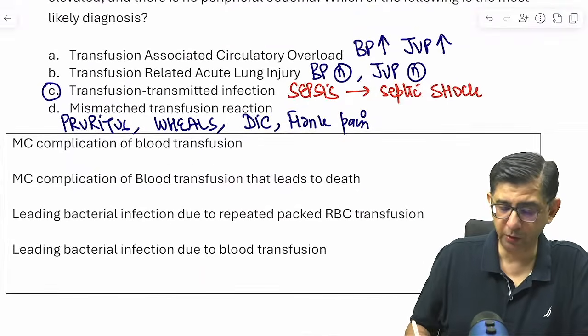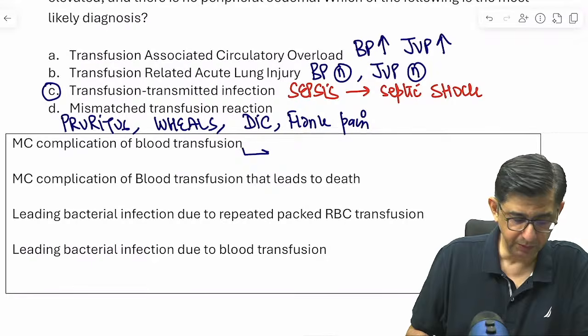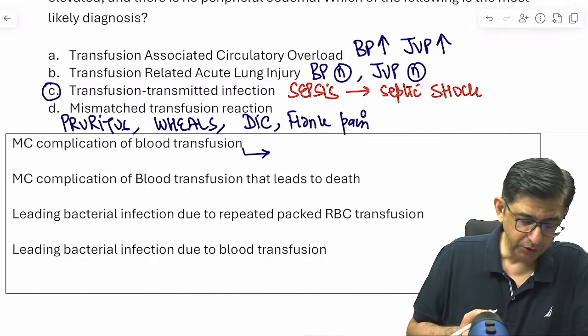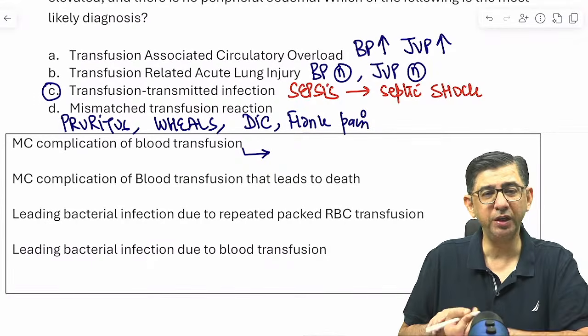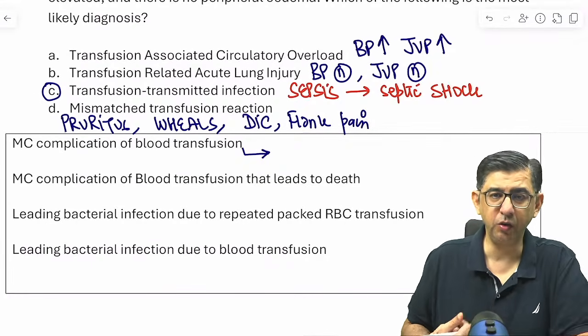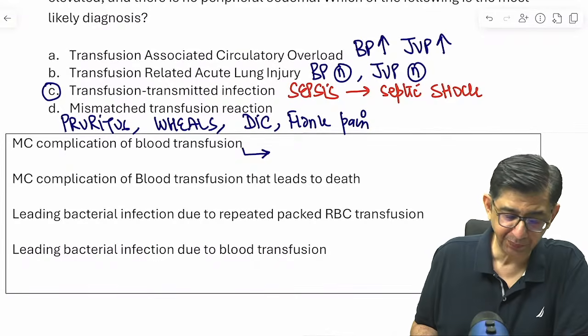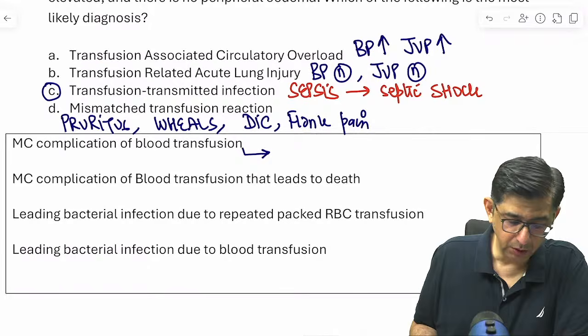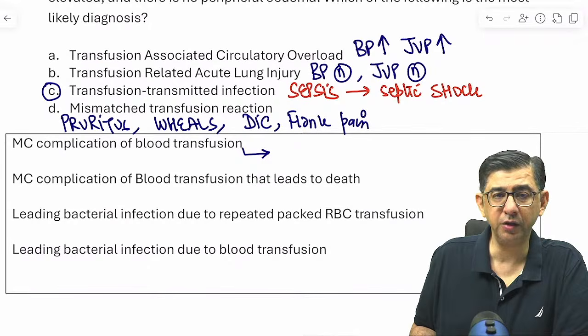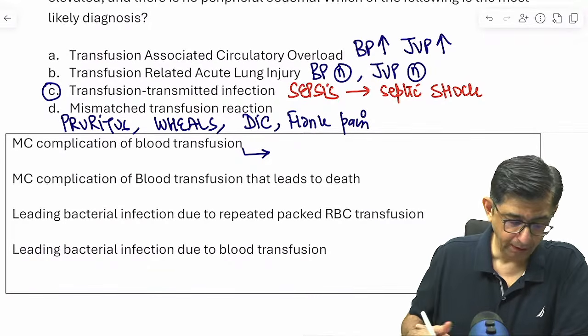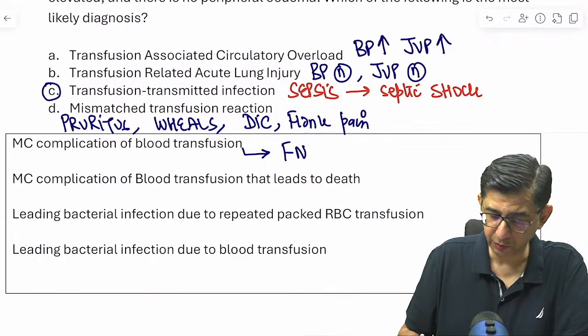What is the most common complication of blood transfusion, guys? No, it's not preformed toxins. It's bacteria going in, sir. Straight away bacteria that are going in. They'll cause an endotoxic shock in the patient. No? What is the most common complication of blood transfusion? Yeah, febrile non-hemolytic transfusion reaction.